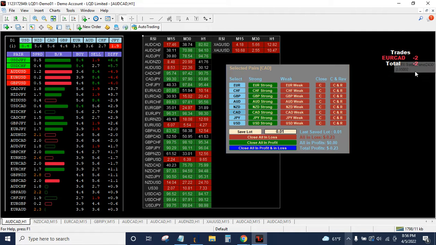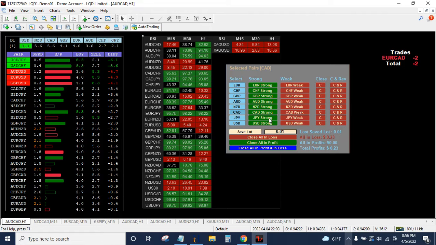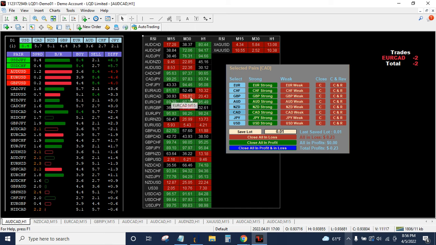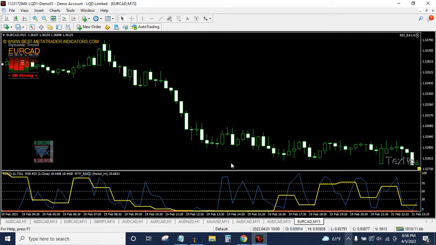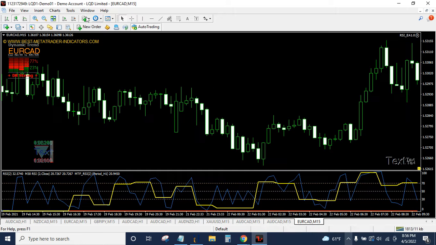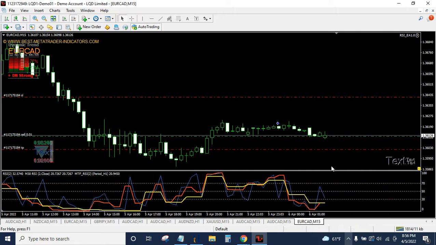So I just click that. It's going to open that position, EuroCAD. The reason the position was opened is that by the time I clicked it, the three RSIs on EuroCAD were oversold. So this is the EuroCAD chart, and this is how the EA is going to manage the position.